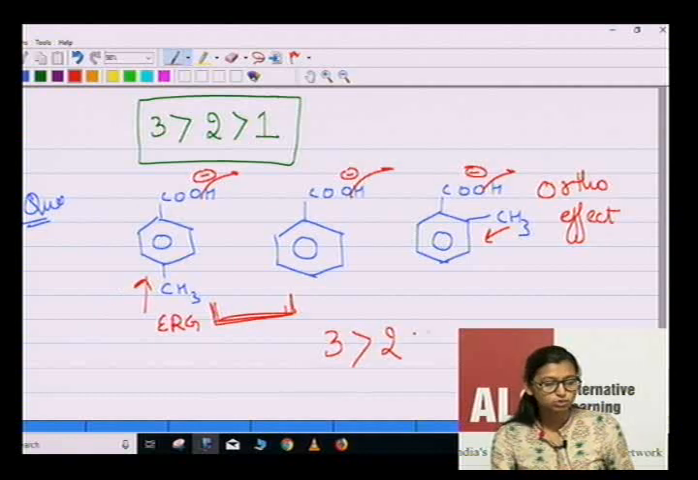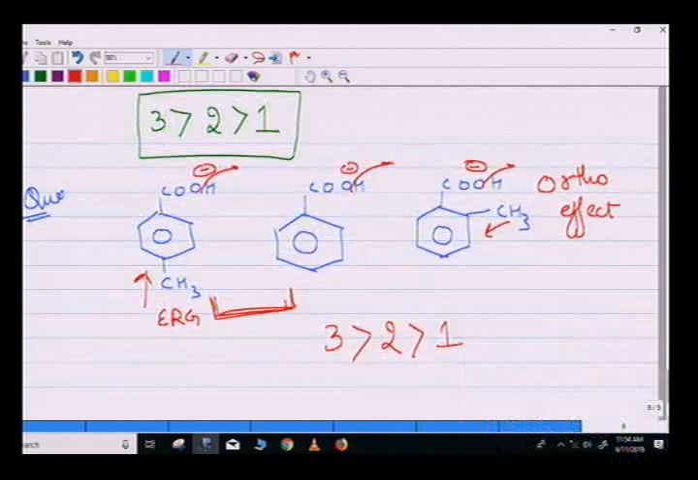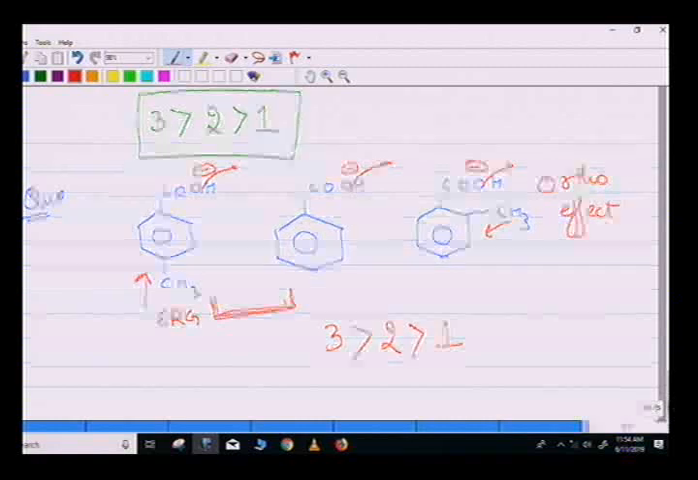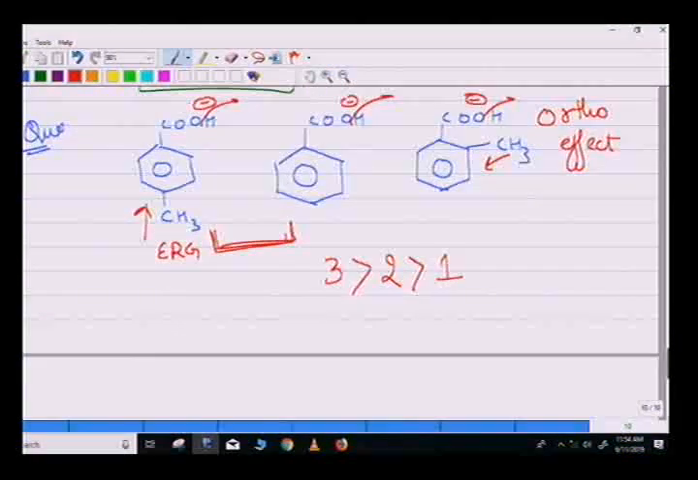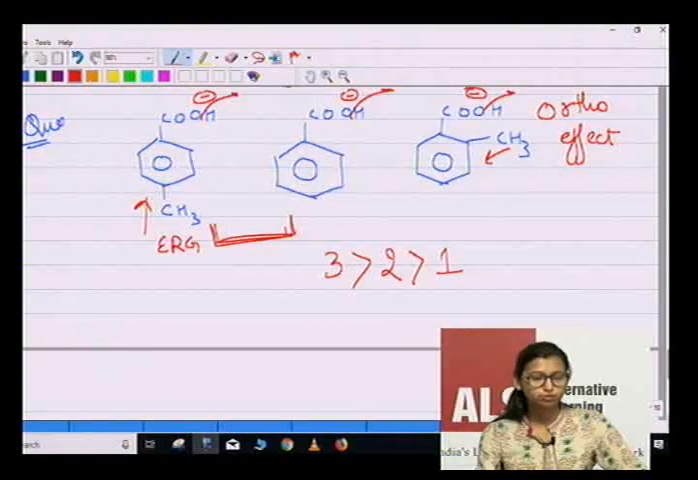So it will be 3, 2 and then 1. Sometimes people also do the question like this. They first of all find out the normal order, by just taking the groups and checking what is releasing and what is withdrawing. They simply check out the normal answer, and then according to that, they fit the ortho effect in between. So you can also go for that.